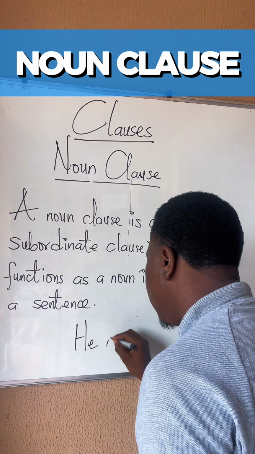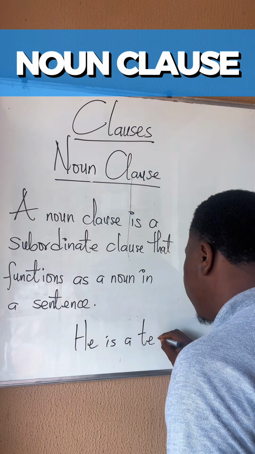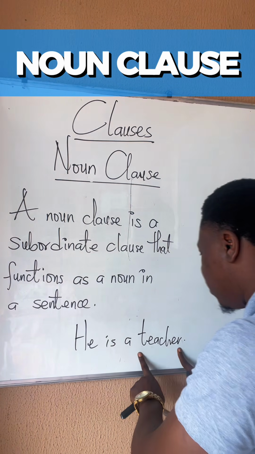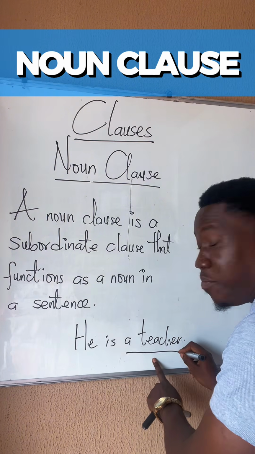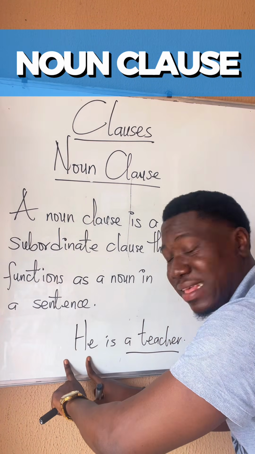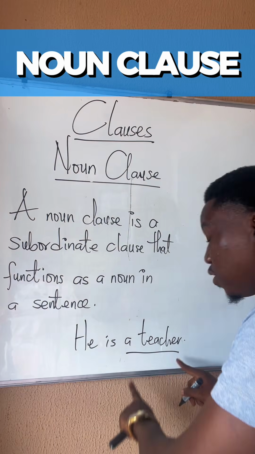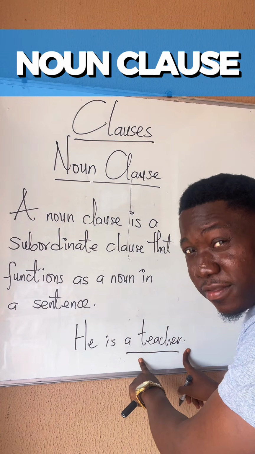He is a teacher. The teacher here, a teacher, is the complement of the subject. He, linked by this linking verb is, a teacher. So teacher here is acting as a subject complement.